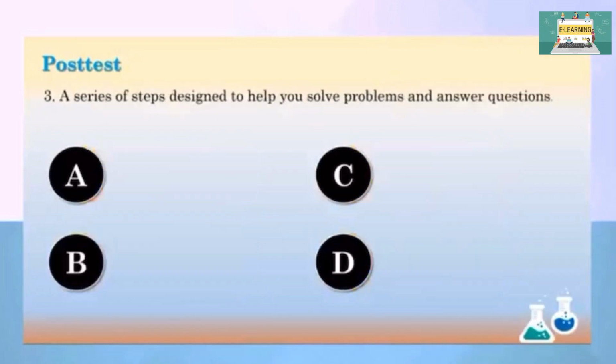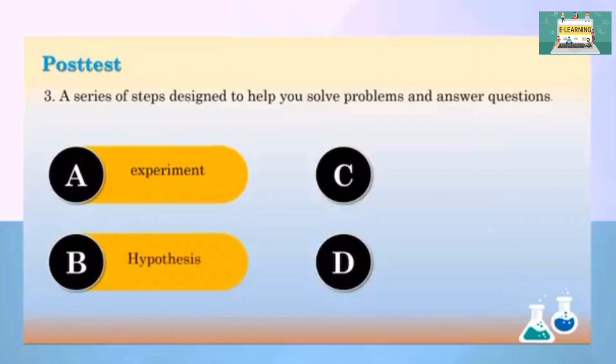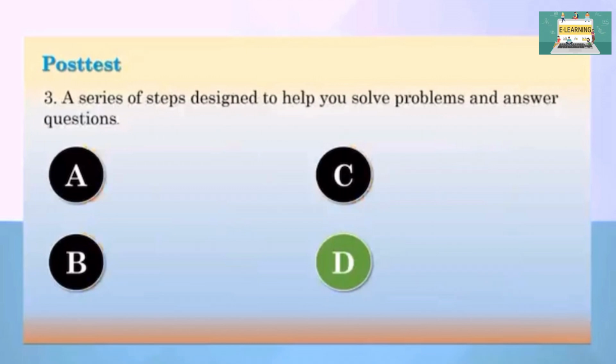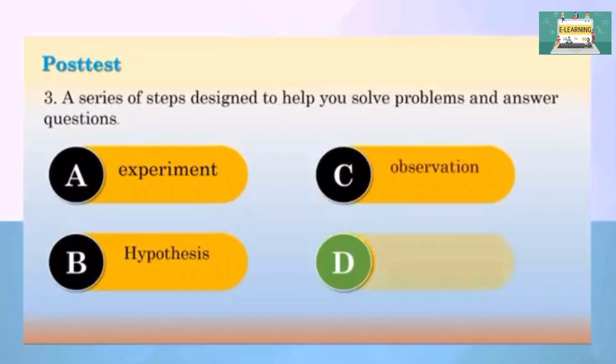Let us have number 3. A series of steps designed to help you solve problems and answer questions. A, experiment. B, hypothesis. C, observation. D, scientific method. Correct. A series of steps designed to help you solve problems and answer questions is letter D, scientific method.